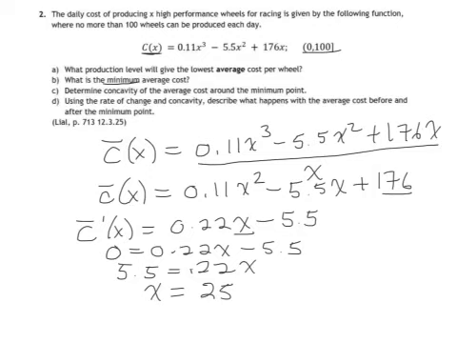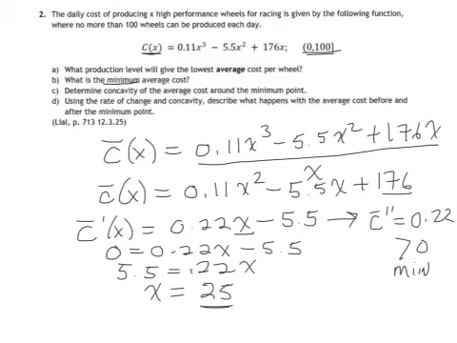Okay. And we need to check, does 25 lie within the interval of 0 to 100? Yes, it does, so that's good. And now, how do we know if 25 is a max or min? Then we need to take the second derivative and determine whether it is positive or negative. So the second derivative is simply 0.22, so that is greater than 0. So we have a minimum. So that's what we're looking for, the lowest average cost.